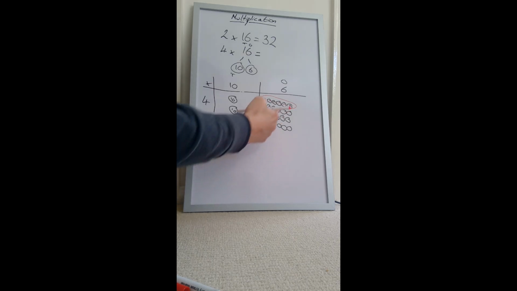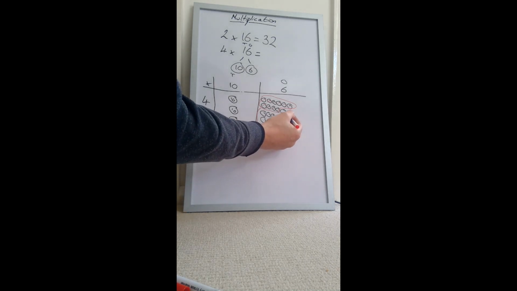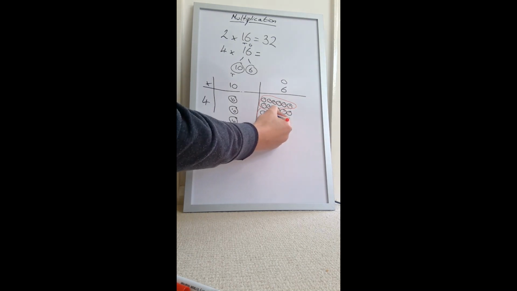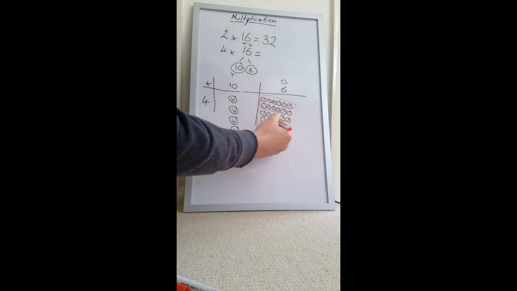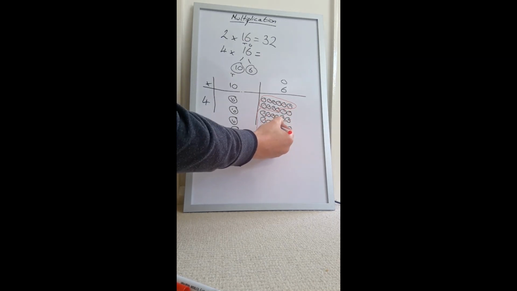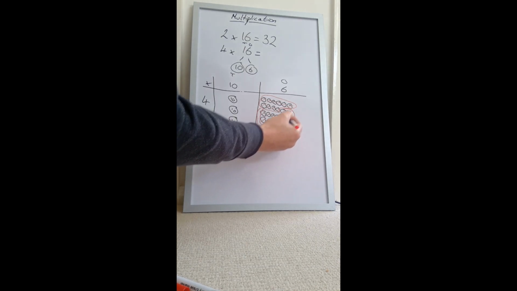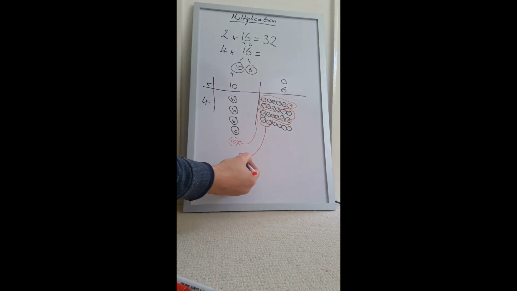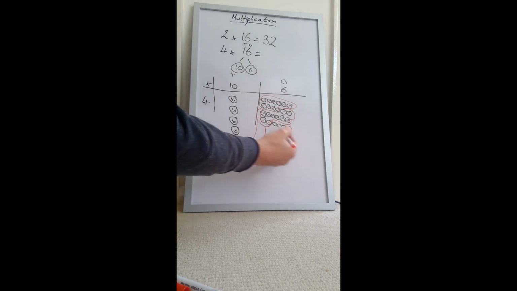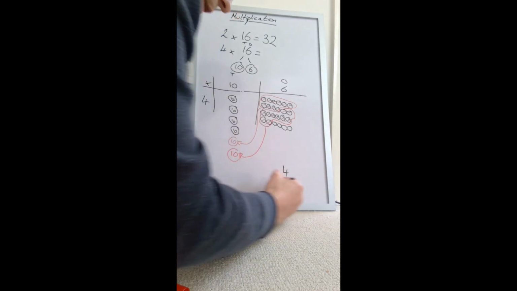However, looking at this, I might decide actually perhaps I need to exchange another 10. So once again, I will go through and I will count them out. 1, 2, 3, 4, 5, 6, 7, 8, 9, 10. So yes, I was correct. I do need to exchange over another 10. So once again, I draw another arrow. For my second 10, I need to exchange over. I can then count up what's left. I've got 1, 2, 3, 4. So I know I do not need to exchange over anymore because I've got 4 left.